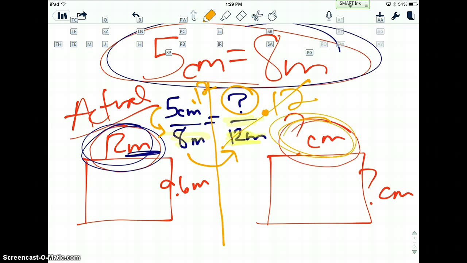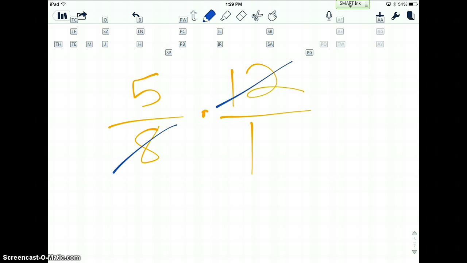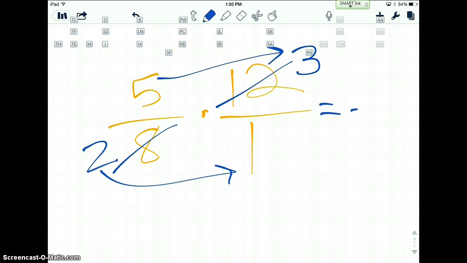So to find this question mark amount, I have to take 5/8 times 12. 12 as a fraction would be what? 12 over 1. I could cross reduce. Definitely try to do that. 8 and the 12 both divide by what? 4. So 8 divided by 4 is 2. 12 divided by 4 is 3. And then I'm going to multiply across. 5 times 3 is 15. 2 times the 1 is 2.